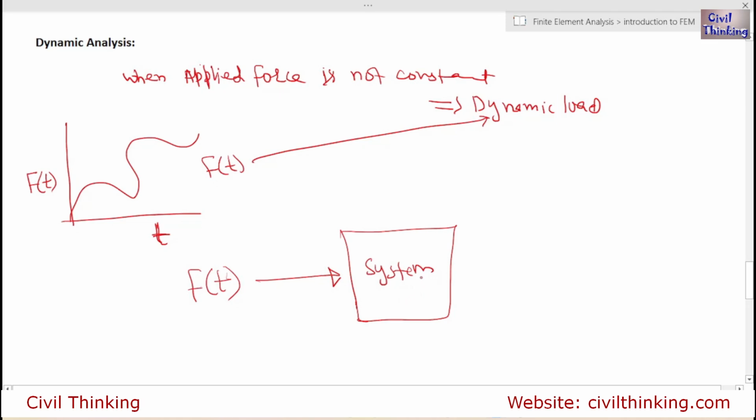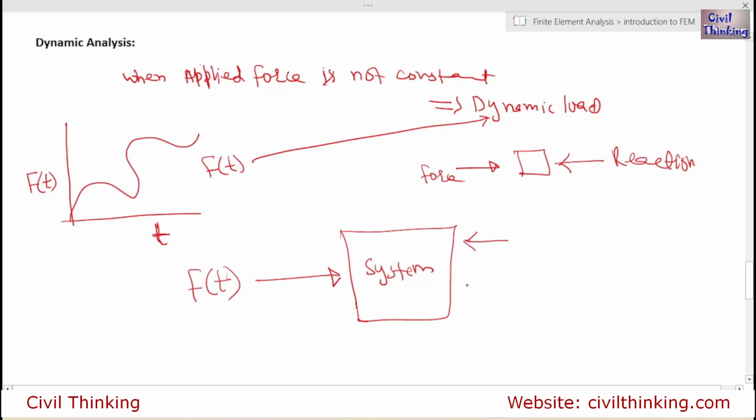Now generally what happens? According to Newton's law, when you apply a force on a body, you will get a reaction. Newton's third law: for every action there is an equal and opposite reaction. Now in case of a dynamic situation, when a system is subjected to dynamic loading, we also have some reactions.